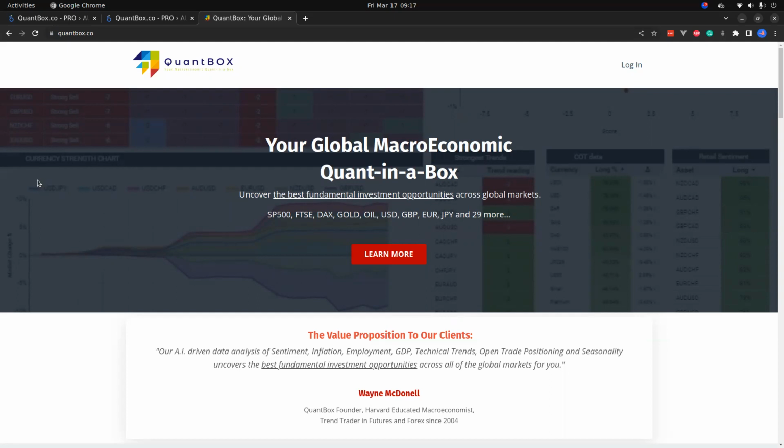Not being the cork in the ocean, but becoming the ocean. QuantBox helps you become the ocean. If you're new here, it gives you a whole bunch of amazing tools that are collated on a beautiful dashboard to give you a fundamental bias.